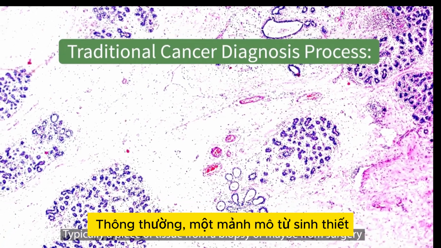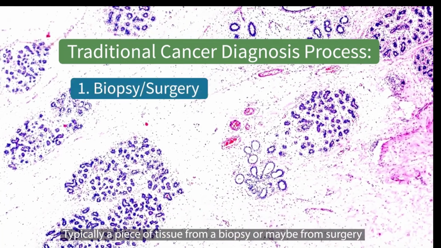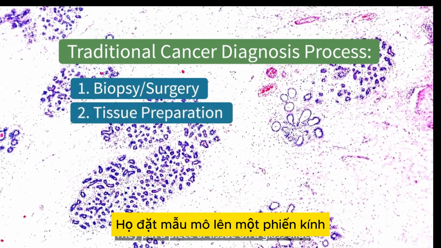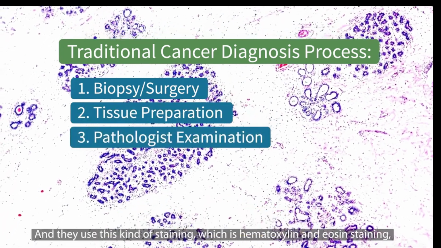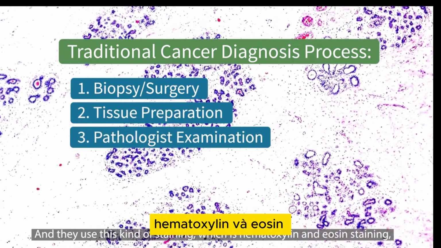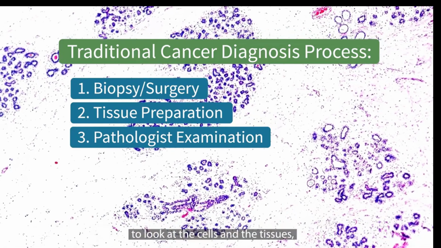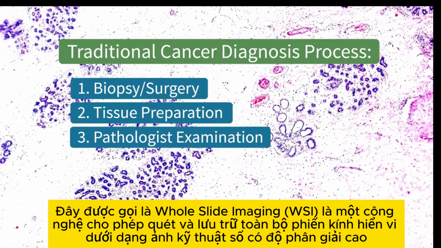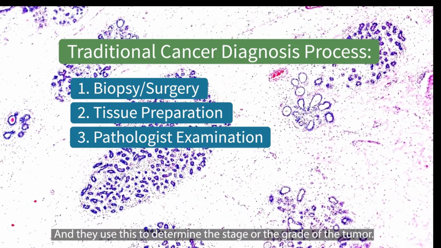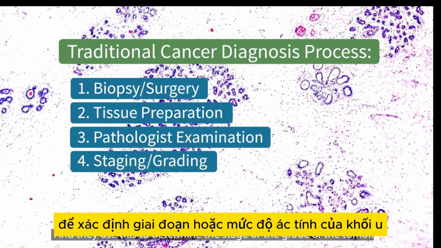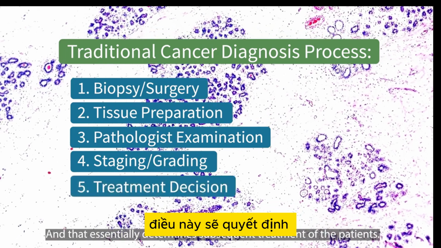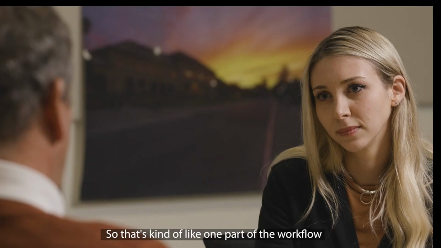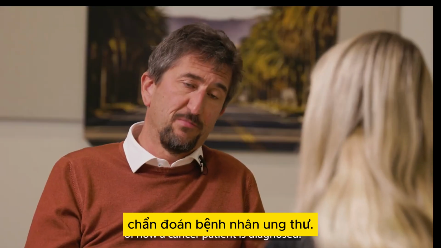Typically, a piece of tissue from a biopsy or maybe from surgery is analyzed by the pathologist. They put a piece of tissue on a glass slide and they look at it under a microscope. And they use this kind of staining, which is hematoxylin and eosin staining, to look at the cells and the tissues. And this is what is called a whole slide image. And they use this to determine the stage or the grade of the tumor. And that essentially determines subsequent treatment of the patient. So that's kind of like one part of the workflow of how a cancer patient is diagnosed.